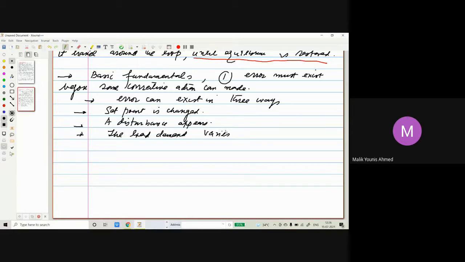Once that difference is nullified, and we reach an equilibrium point, that means we reach a point where we will get the desired output. That's the feedback control. So this is all about the feedback control. Now, having said this, let's go to the control system. Again, we'll talk about the control system in more detail.